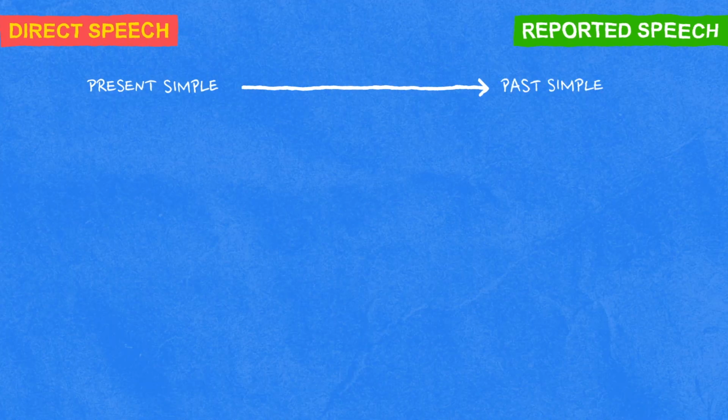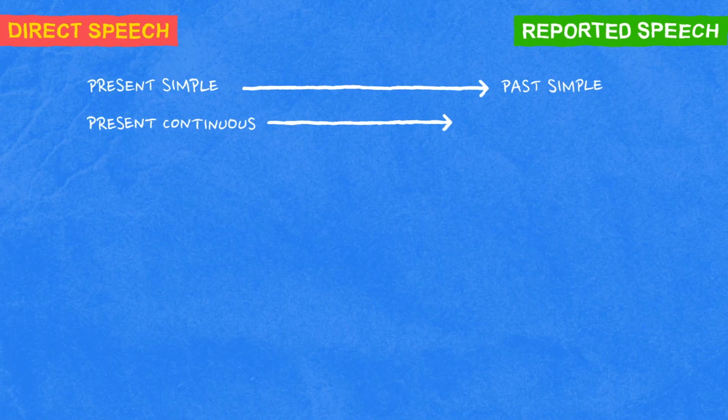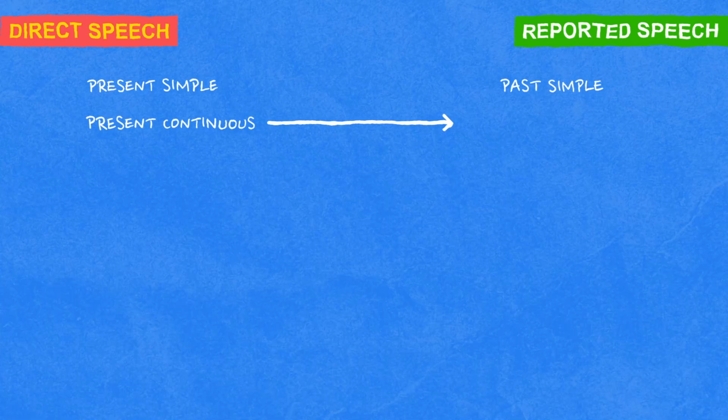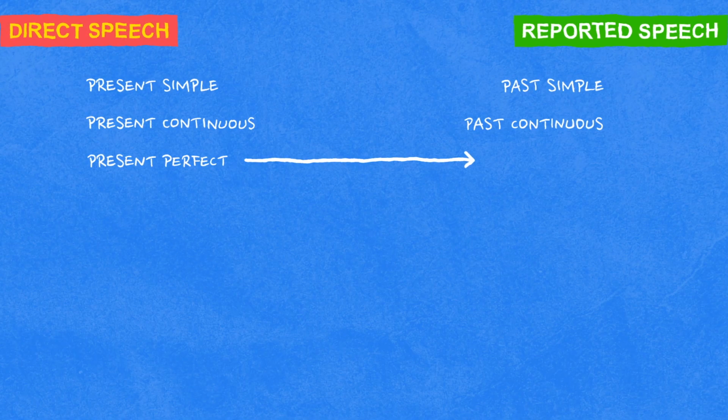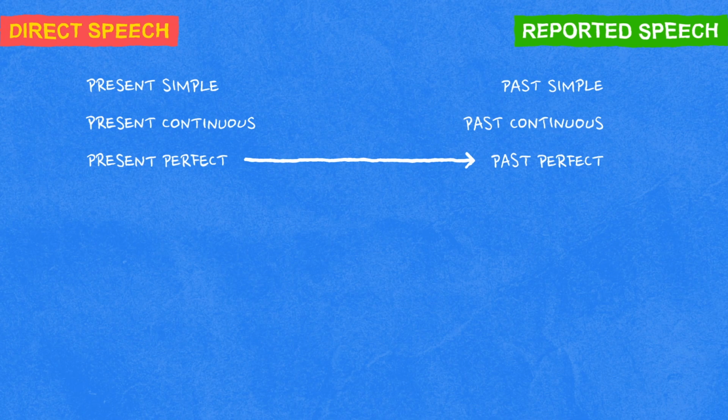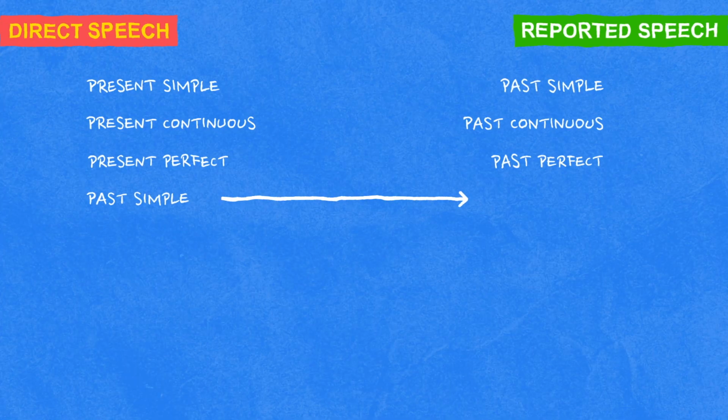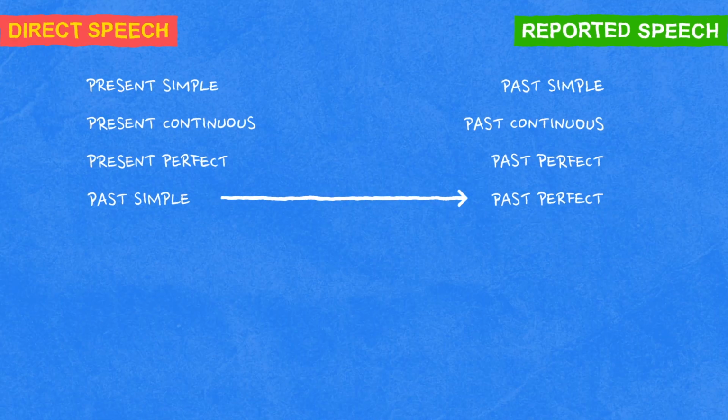So let's have a look at some of the tense changes in reported speech. Our lovely DillBill editor, here we go. So, present simple changes into past simple. Present continuous changes into past continuous. Present perfect changes into past perfect. Past simple changes into past perfect.